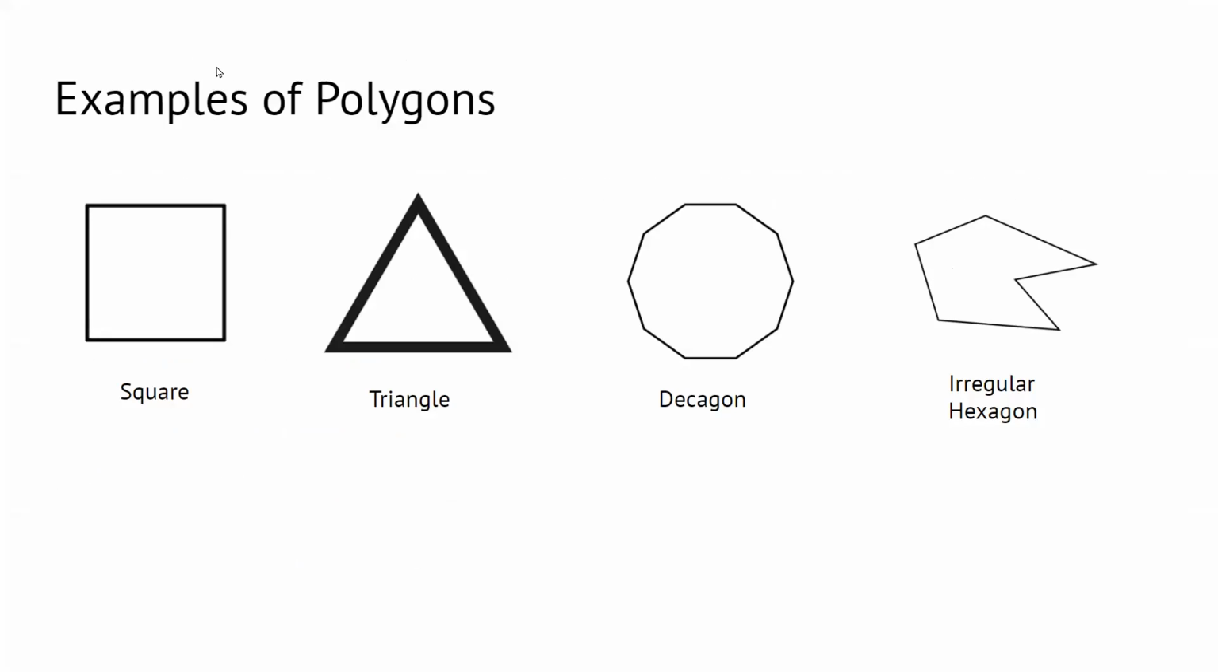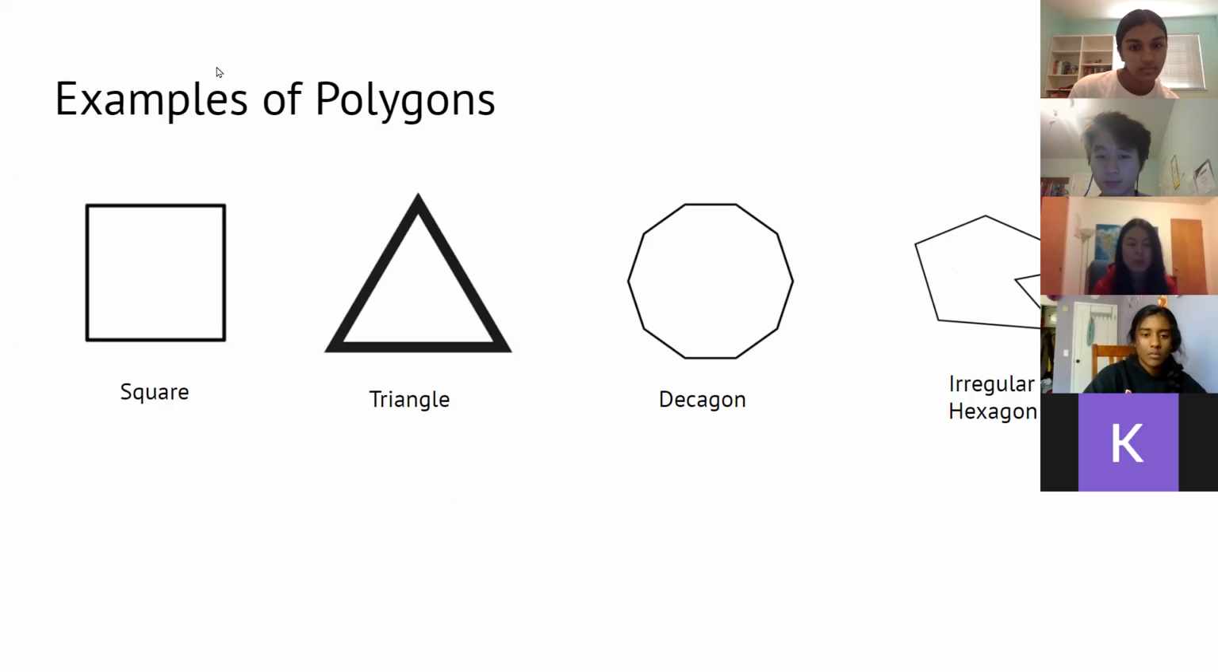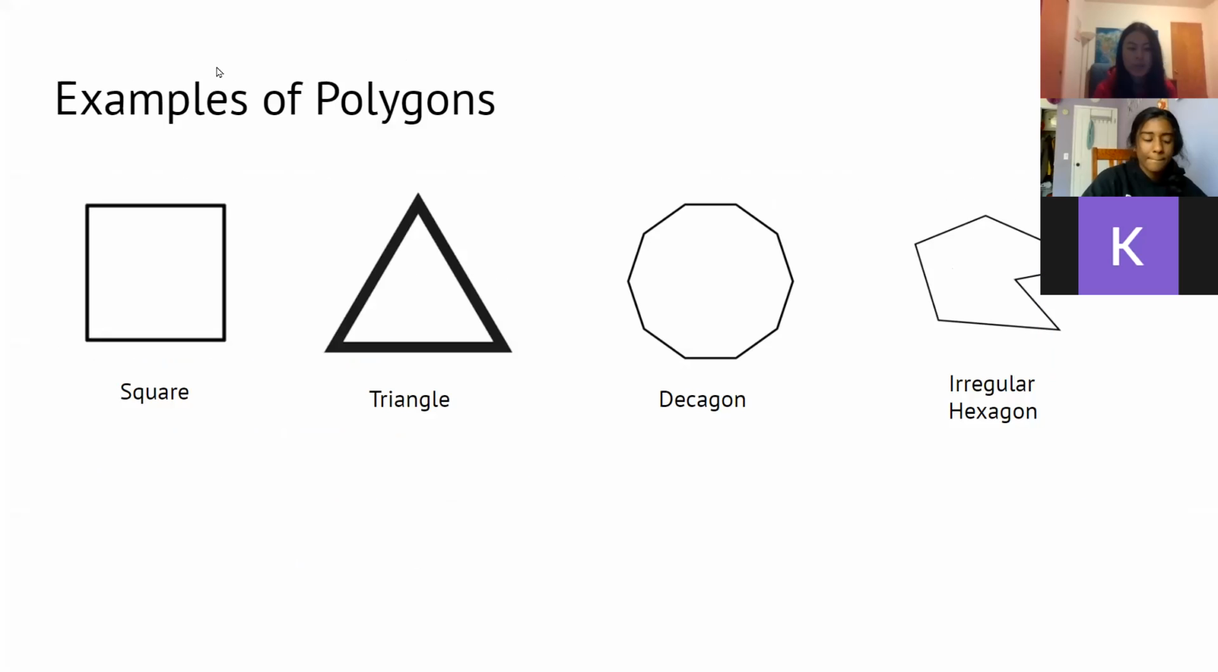So some examples of polygons are squares, which are quadrilaterals, or four-sided polygons with all equal sides. A triangle, which has 3 sides, a decagon, which has 10, and then a hexagon, meaning it has 6 sides, but they're not all the same length, and it looks different than the traditional hexagon.